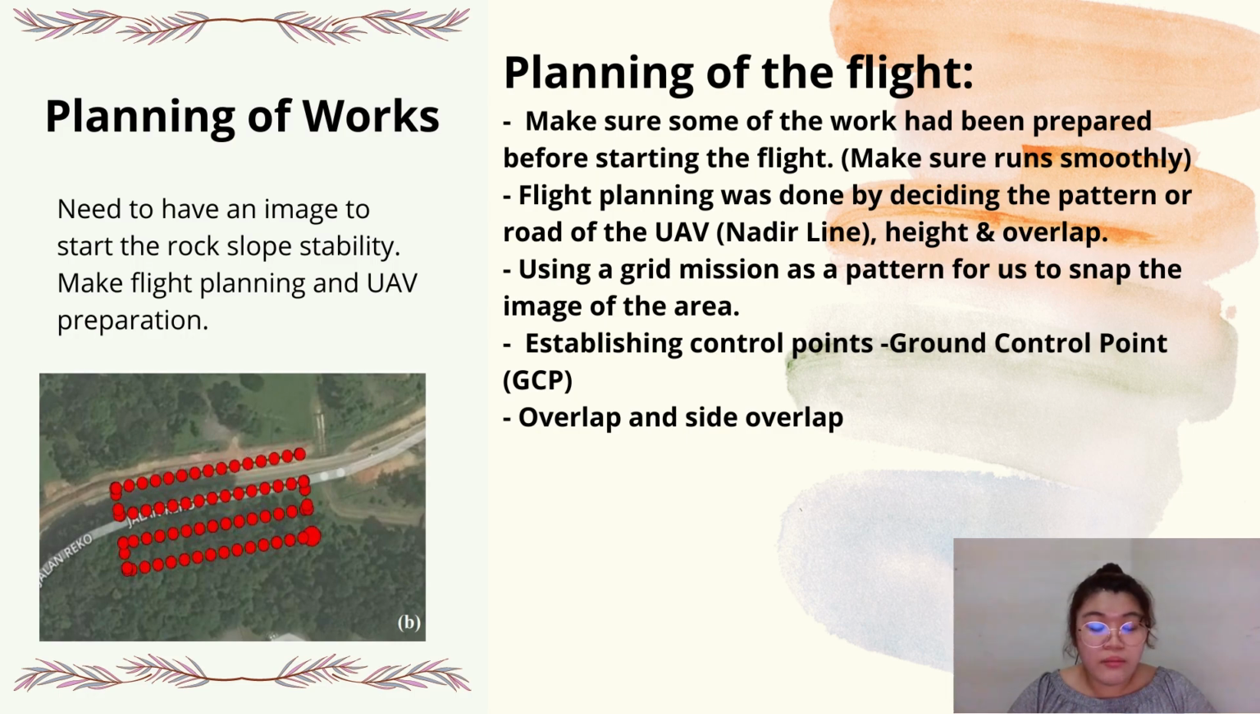Flight planning was done by deciding the pattern or route of the UAV, height and overlap. The route of the UAV is also known as the nadir line. We'll be using a grid mission as a pattern for us to snap the images of the area. We also need to establish control points, also known as ground control points (GCP). Ground control points contain coordinates, so it will be easy for us to combine all of the images.